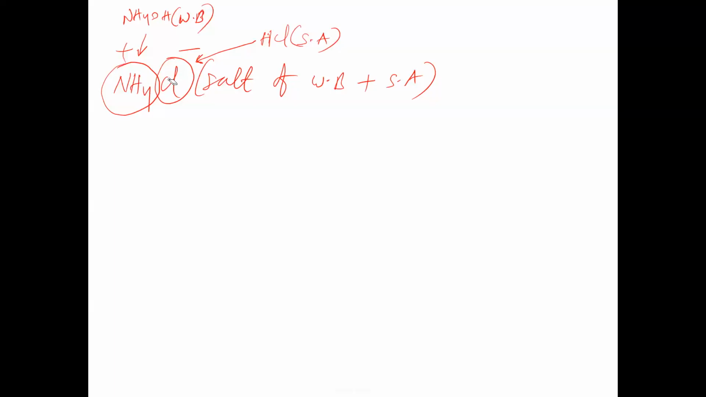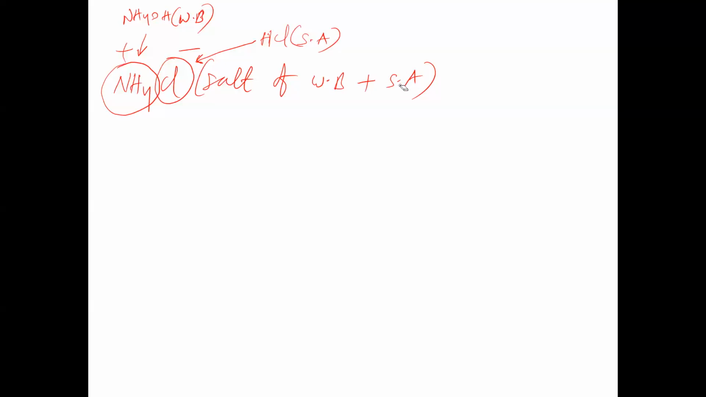If you dissolve this salt in water, do we get an acidic solution or a basic solution? Here the cation is from a weak base and the anion of the salt is from a strong acid. Then will the solution of this NH4Cl be acidic or basic? The solution will be acidic because a strong acid is taken and a weak base is taken. So aqueous solutions of salts of a weak base and a strong acid will be acidic in nature.